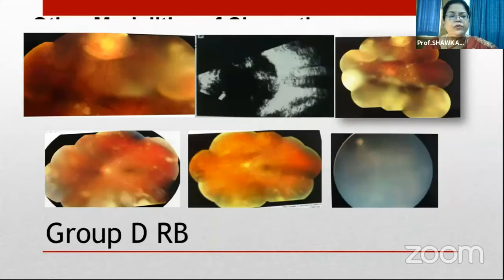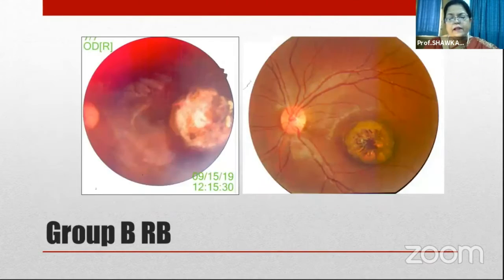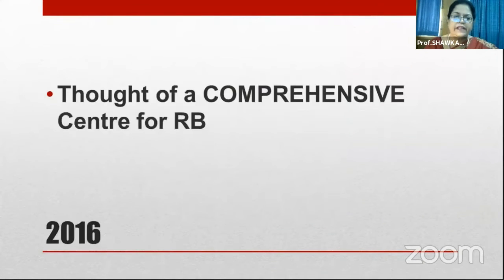So this is a case of group D RB. After intravenous chemotherapy, the tumor was gone, but there was vitreous seeding, and we treated with intravitreal chemotherapy, and you can see the regressed stage. And this is group B RB, and after chemotherapy it was like this. The cases were like this. And this is a group C RB, which after chemotherapy, intravitreal and intravenous, has regressed with calcification.